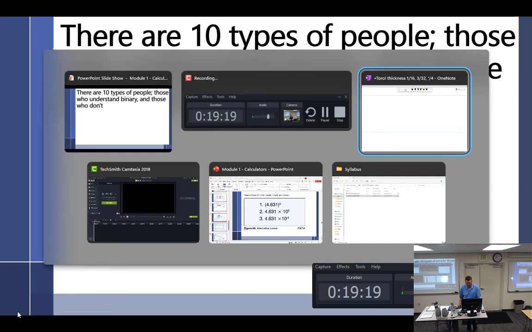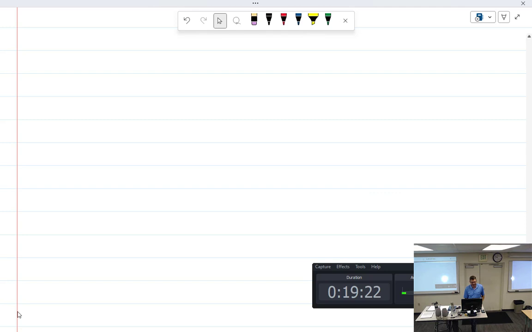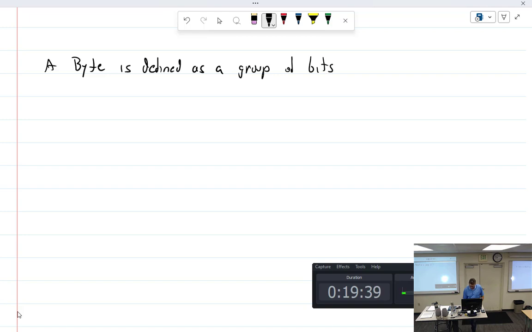So binary. I think this is a test question, so I had to write it down. A byte is defined as a group of bits representing a complete piece of information. And like I said, I think that was a test question.